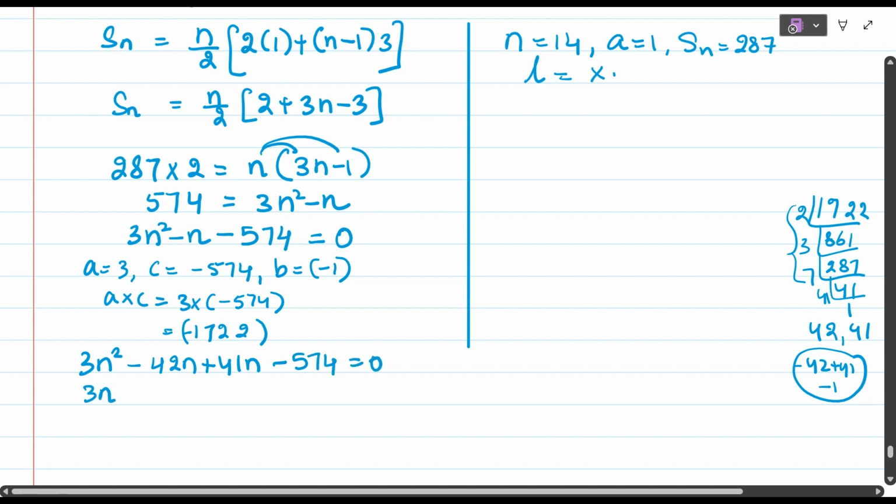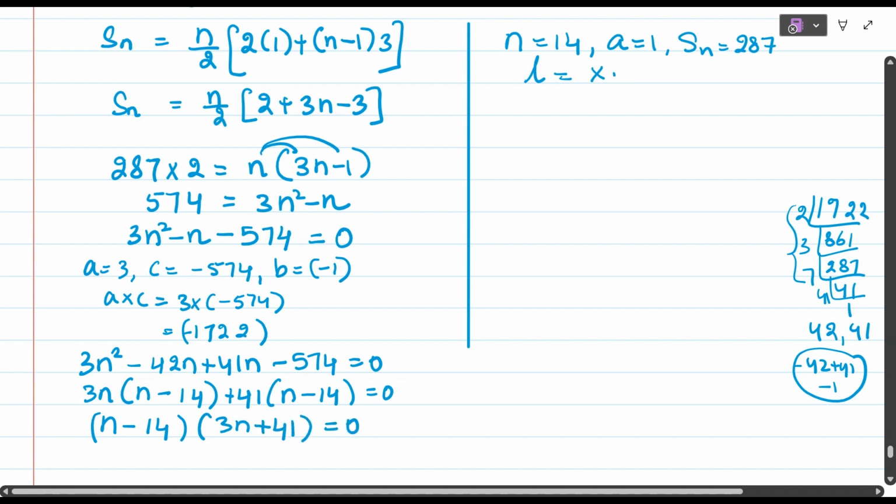So 3n into n minus 14. Here also we should get n minus 14. So here plus 41 will be there. This will be equal to 0. So what is the common term? n minus 14, students. If you take it out, the remaining will be 3n plus 41 equal to 0. Now find the value. n will be equal to 14 and n will be equal to minus 41 by 3. Considering only positive values and avoiding the negative values, n is equal to 14, a is 1 and Sn is 287.